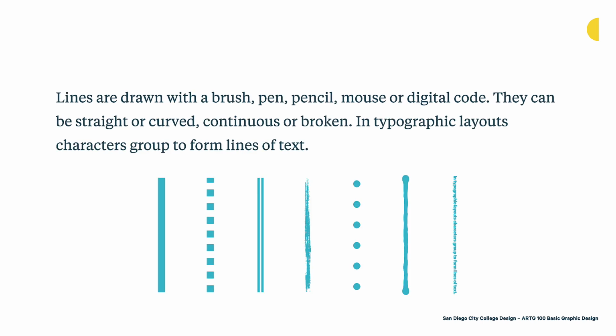Lines are drawn with a brush, pen, pencil, mouse, or digital code. They can be straight or curved, continuous or broken. In typographic layouts, characters group to form lines of text. So there's a lot of visual qualities that these lines can take on that will express different things. They can be drawn with a brush. They can be gloopy, blobby. They can be a line of text. And those all will give a different feeling. Using those different visual qualities really will change the way that your design is perceived and the way that it communicates with its viewer.